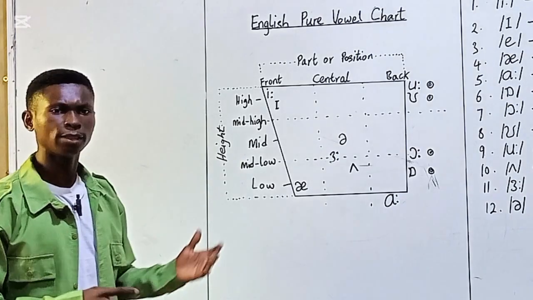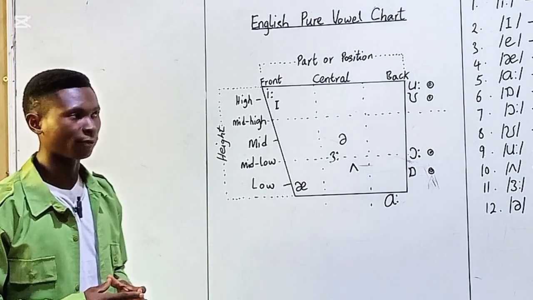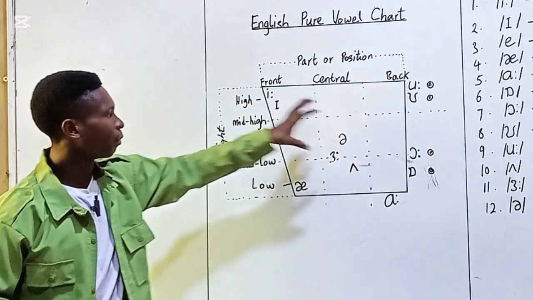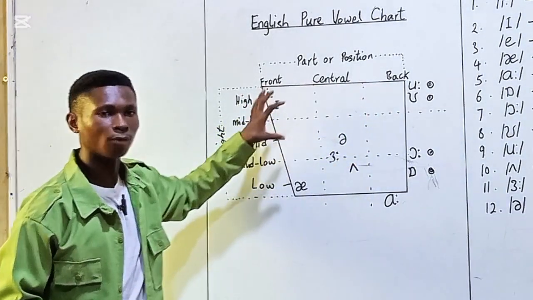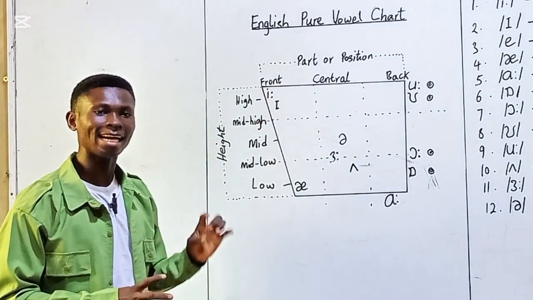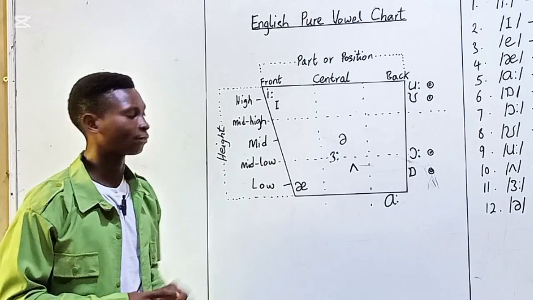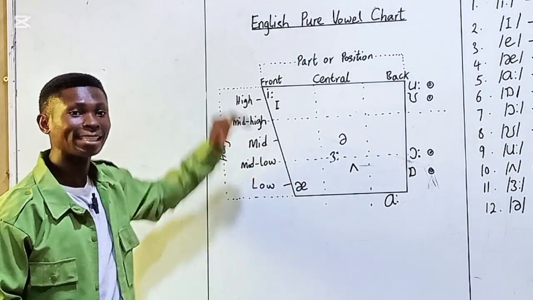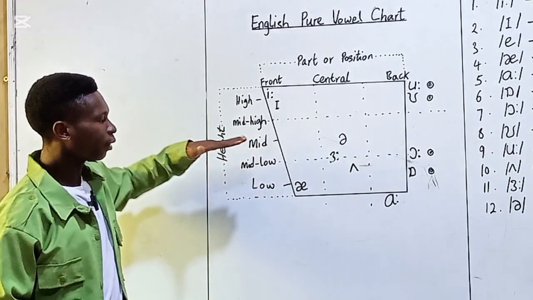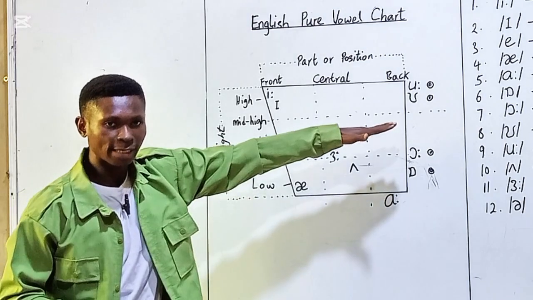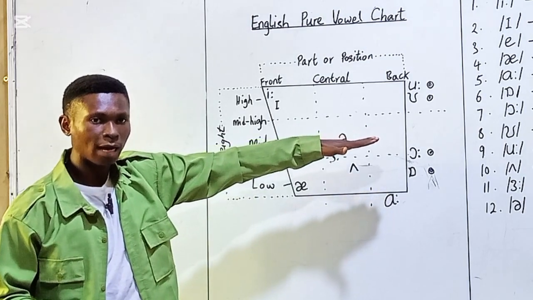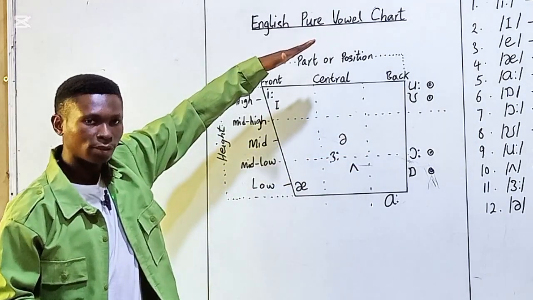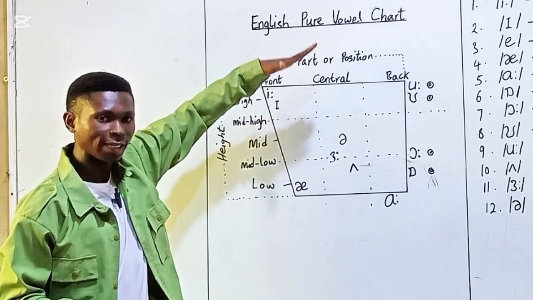So considering the 12 monophthongs of English language, we have this shape. So the horizontal line represents the part of the tongue involved in the articulation of any sound. Then the vertical line represents the height of the tongue. So the tongue is like this in the mouth, and when you say a sound, it is either raised towards the roof of the mouth or it is lowered.